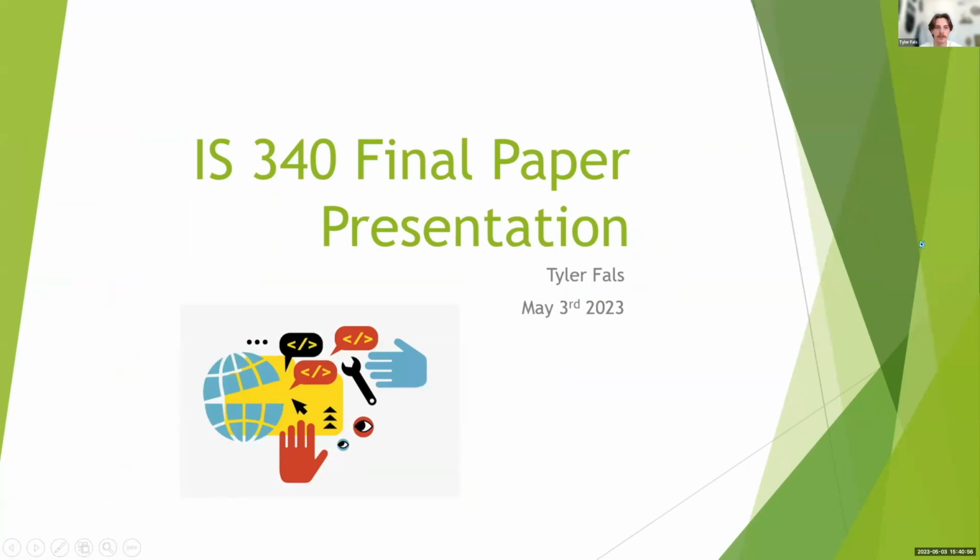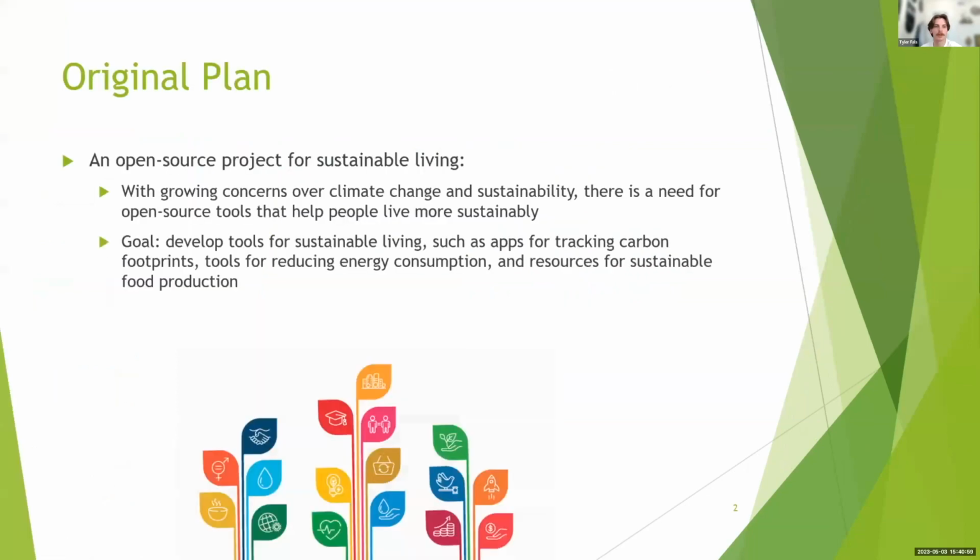So this is my final paper presentation. I originally started this project thinking I wanted to do an open source project for sustainable living. With growing concerns over climate change and sustainability, there's a need for open source tools to help provide more people with sustainable living tools. And the goal of this original plan was to develop tools for sustainable living, such as apps for tracking carbon footprints, tools for reducing energy consumption, and resources for sustainable food production.